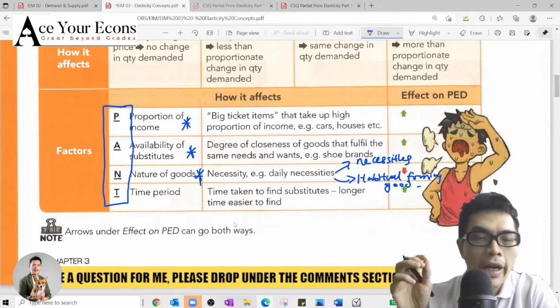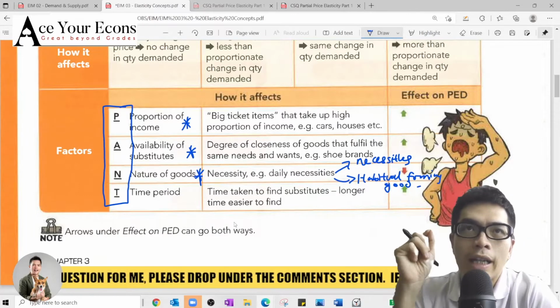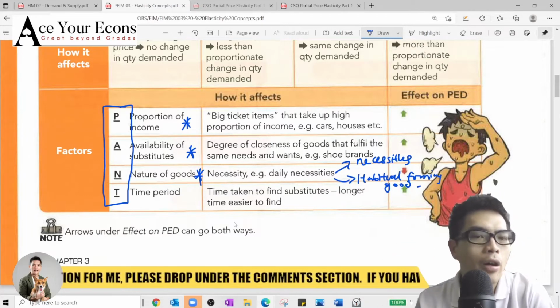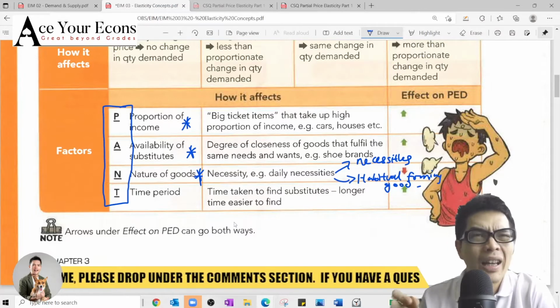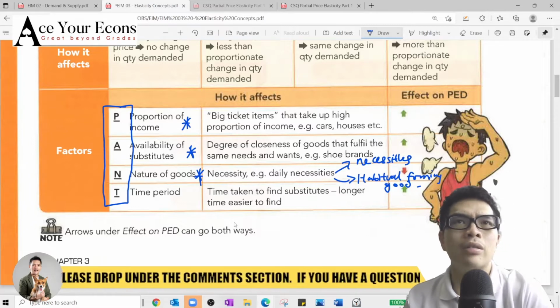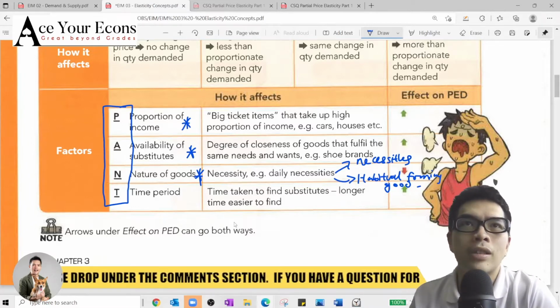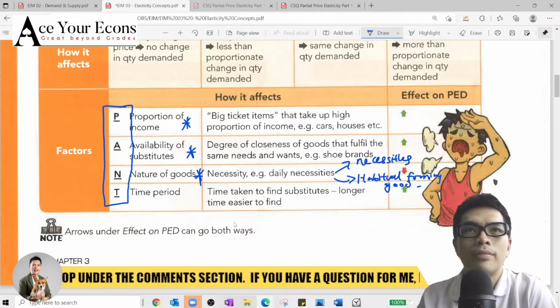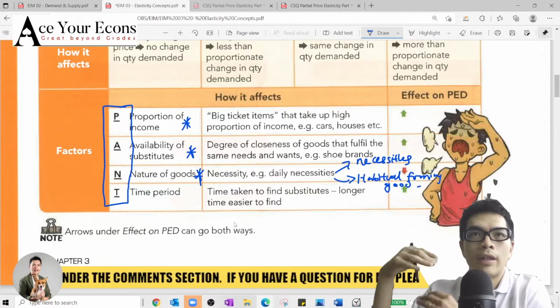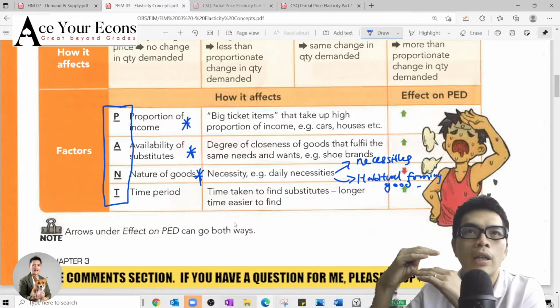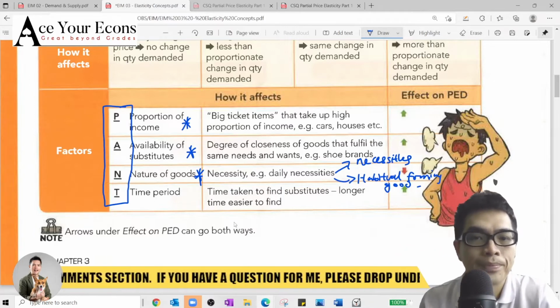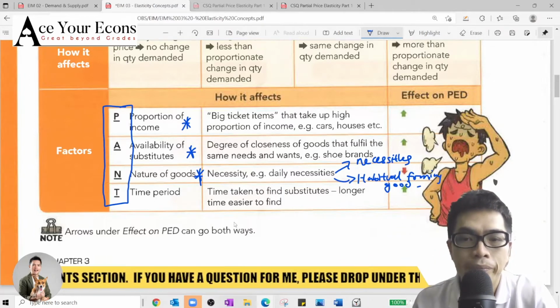So this is why I say that goods like cigarettes are better for nature of good, to illustrate under here. But it's not wrong to say that they have no substitutes, because there's no substitute for cigarettes. Nicotine patch, maybe. So you can look at the determinants in totality, or you can look at them on an individual basis. Most of the time they're related.